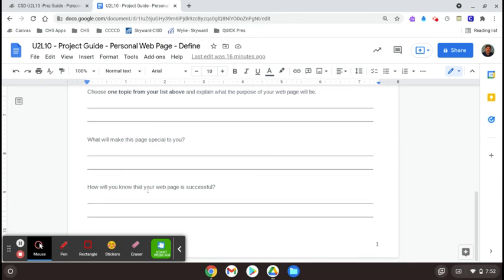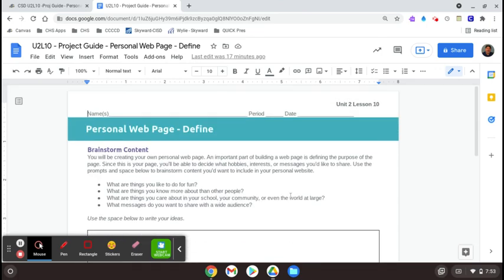How will you know that your web page is successful? Once you publish it, which we're not going to do, but if you were to publish it, how would you know? Would you say, "Oh, I have over 1 million visits, it's successful," or "I'm getting positive comments from people that are actually viewing the web page"? So write a couple of sentences, two or three that are complete, saying how you will know when it's successful.